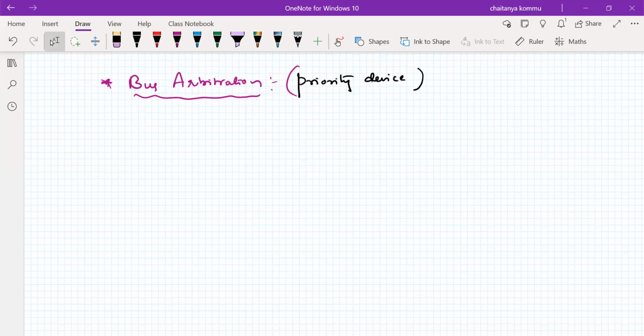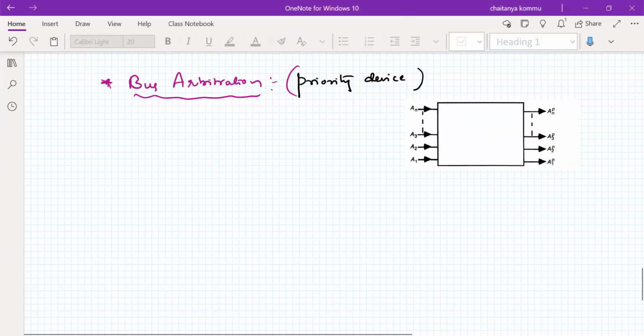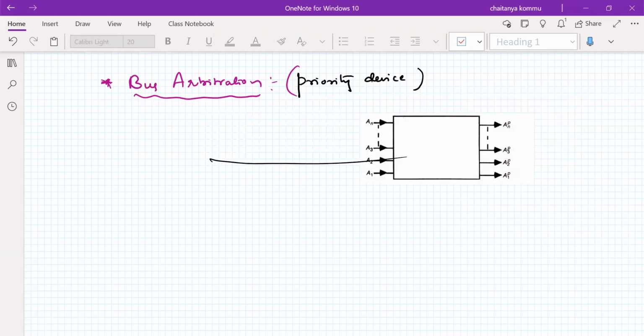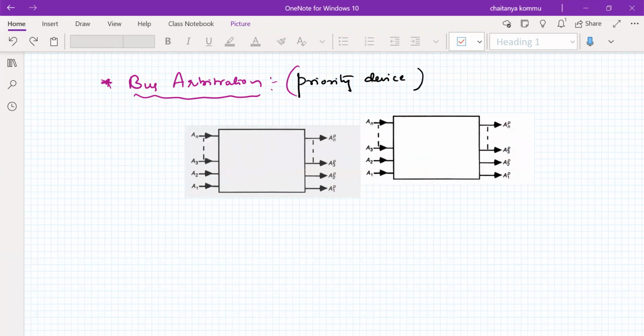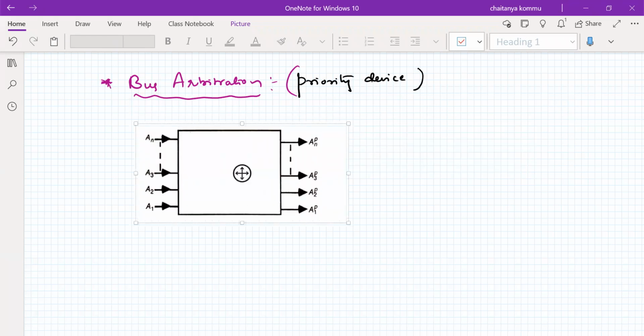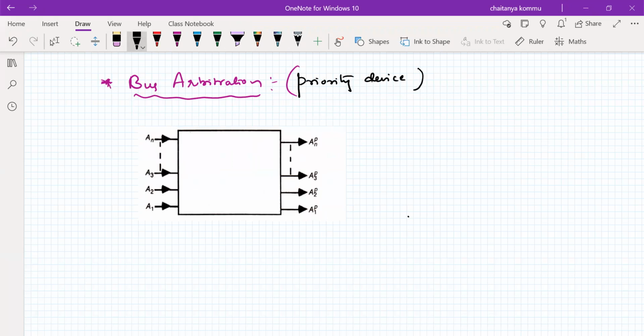What is the main intention between these two? Let us do this one. For example, this circuit is available, we have this circuit in our hand, the block diagram of this one. So what is there here? I have n-bit data here in my hand.